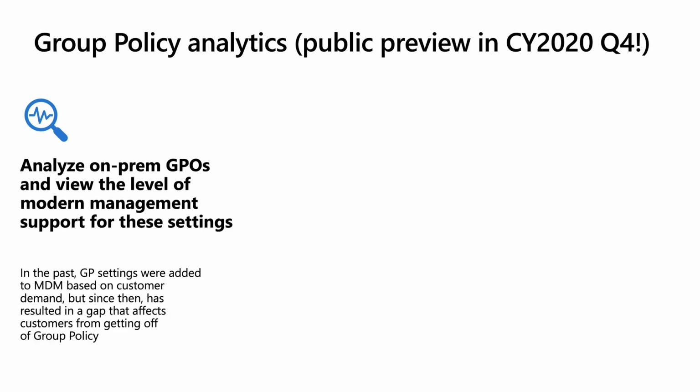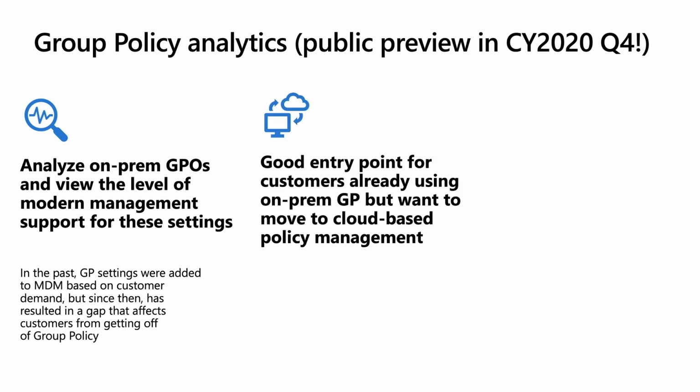In the past, group policy settings were added to MDM based on customer demand, but since then there has resulted a large gap that affects customers from getting off of group policy. There are customers who have provided us feedback that specific areas of Windows, Office, or browser management are not found via MDM, and thus, as a customer, they're blocked from getting off of their on-prem solution, despite the other benefits of doing so. As such, Group Policy Analytics is a good entry point for customers who are already using on-prem group policy but want to move to cloud-based policy management.